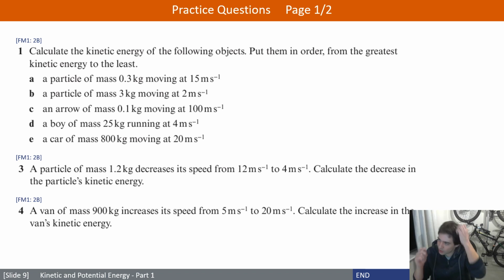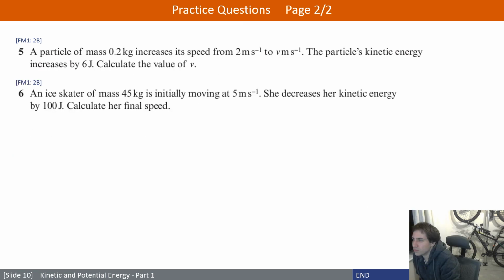Okay, so just quickly run through these, and then there's one more quick one on the second slide. You can pause. Okay, and then just quickly do these ones.